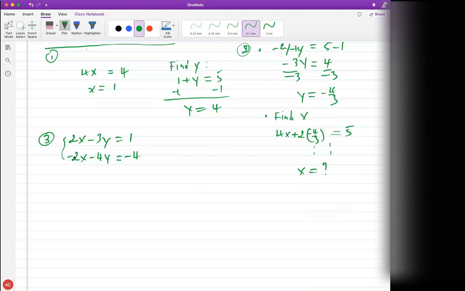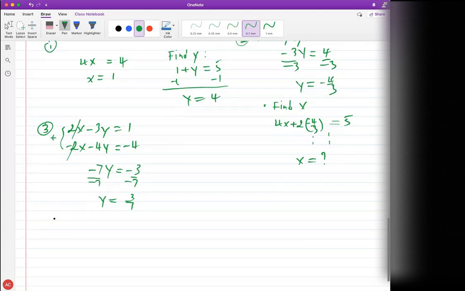Now we can just combine them. We have a negative here, so we can just combine these together. These cancel out. We have -3y minus 4y, which will be -7y. Oh, 7y, you have to add. And 1 minus 4 would be -3. And now we can divide by -7, so y is 3/7. The same thing you got here.